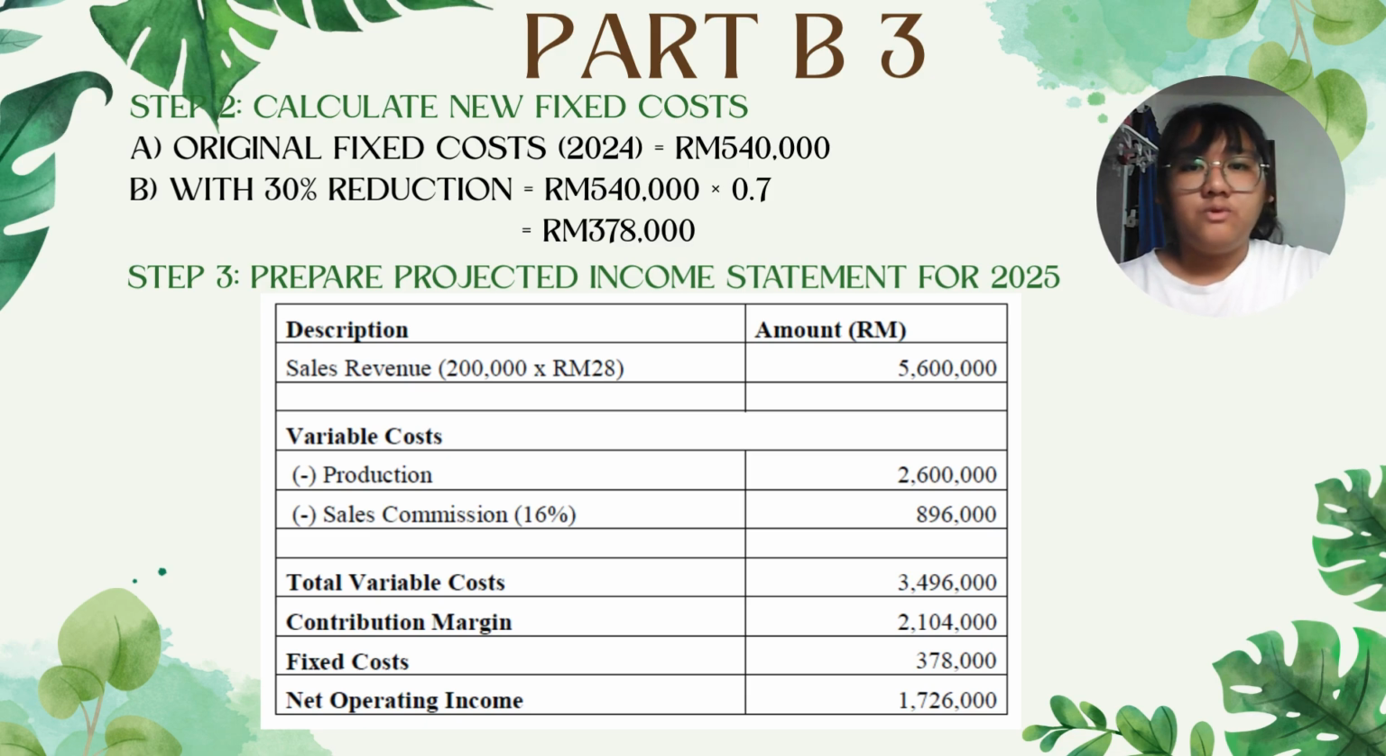And step 2, we will calculate the new fixed cost, where the original fixed cost during 2024 is 540,000 ringgit. But there is a reduction of 30%, which becomes 378,000 ringgit. And step 3, we will prepare the projected income statement for 2025. The table below is the income statement of scenario 3 during 2025.